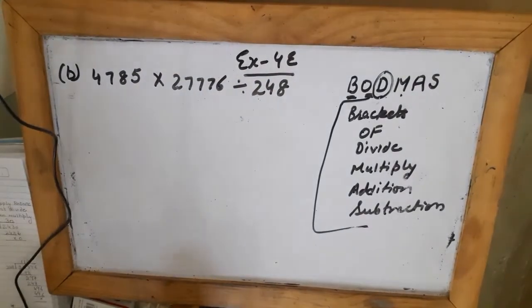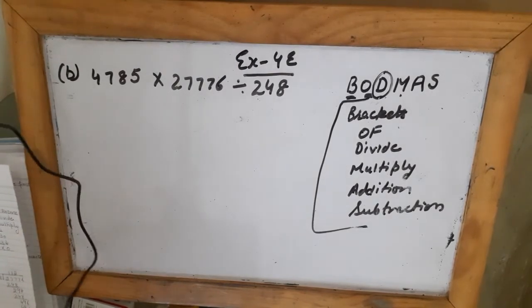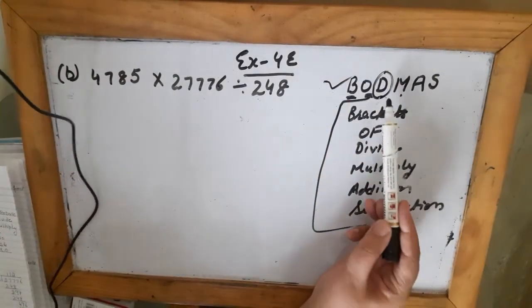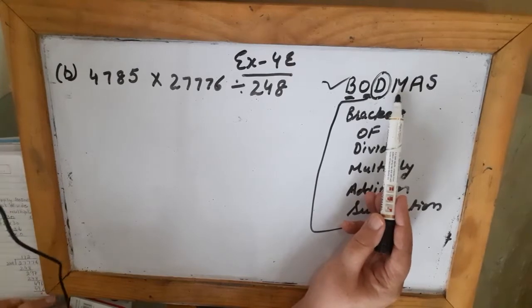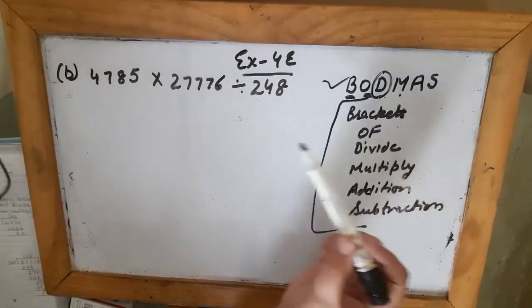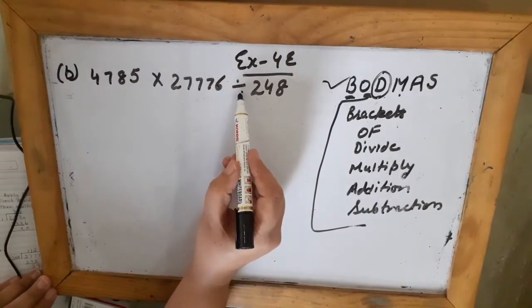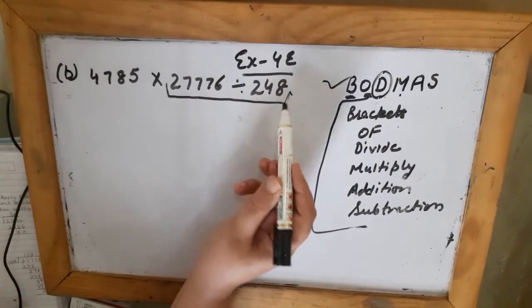Now what operation to solve first, multiply or divide? So how will I come to know? I will come to know through the BODMAS. As you can see in the BODMAS, the division comes first and multiplication comes after division. So it means first I have to divide. So where is the sign of divide? This is the sign of divide, means these two numbers I will divide first.